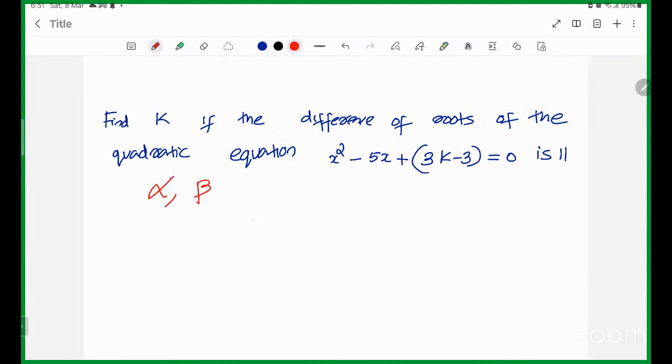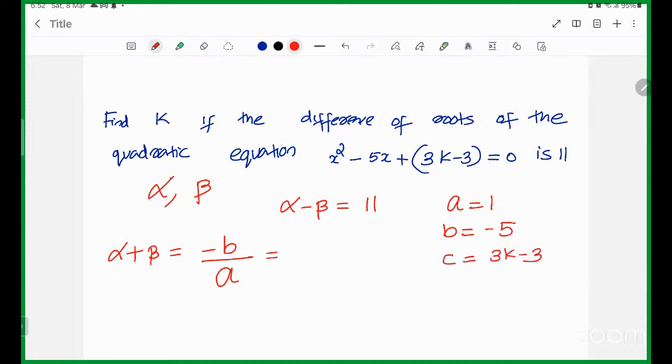If the difference of the roots of the equation, that means alpha minus beta, is given as 11. बट हमको क्या इंफॉर्मेशन है हमारे पास? सम ऑफ द रूट्स क्या है? माइनस बी बाई ए means क्या आएगा? -(-5) by a, a is 1, so it will become +5.